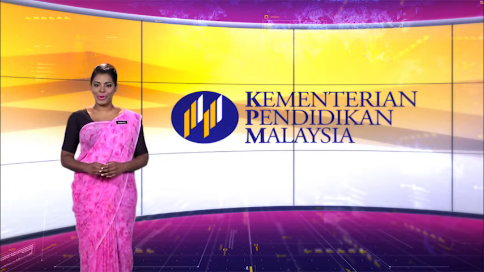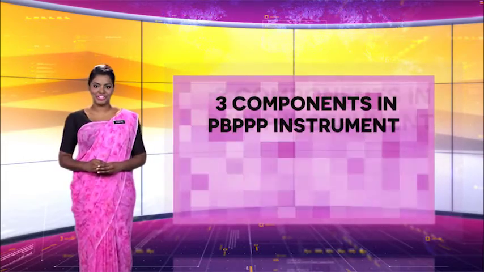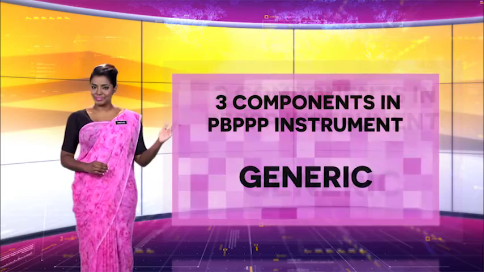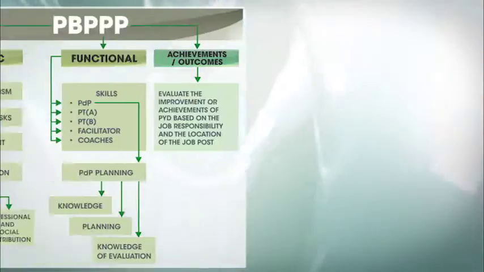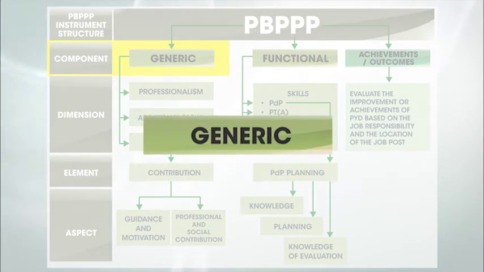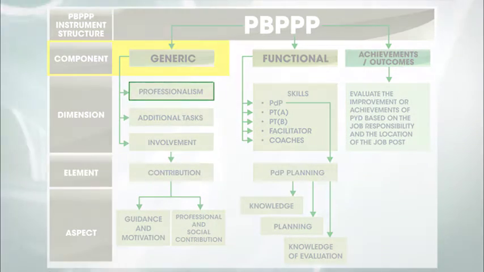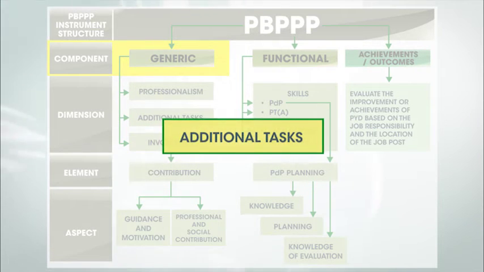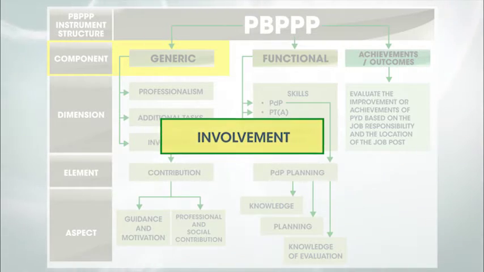Pbppp instrument components. Within the Pbppp instrument structure, there are three components, namely generic, functional, and achievements or outcome. Let's look at the generic component first. There are three dimensions in the generic component, which are professionalism, additional tasks, and involvement.